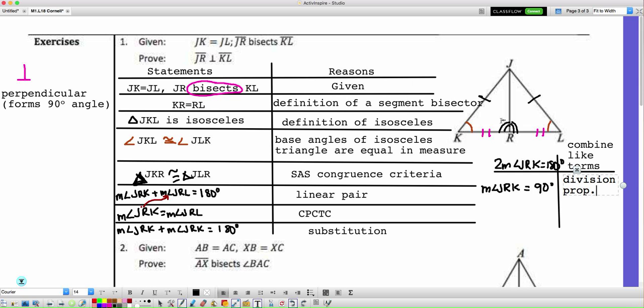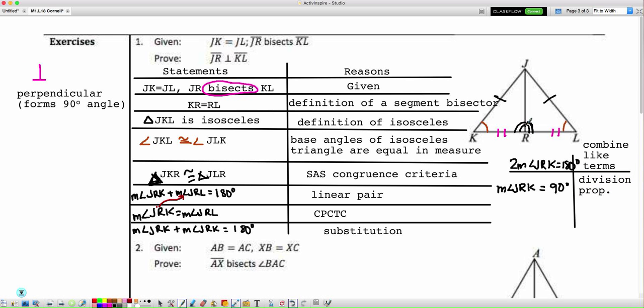And that's really what I wanted to prove. I wanted to prove that that was 90 degrees because that would prove to me that those are perpendicular. So finally, now that I know that that's actually a 90-degree angle, we could put a little box in there to say that's 90 degrees.